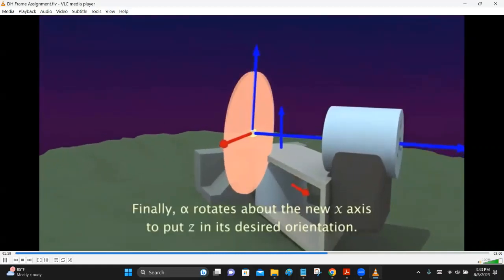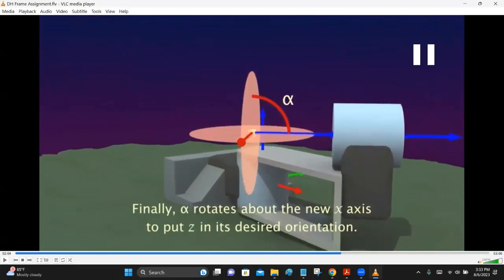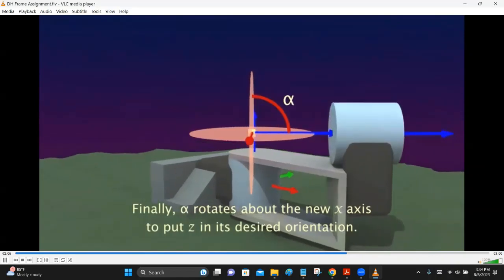Finally, alpha rotates about the new x-axis to bring z into alignment with the axis of joint motion. Can you see that? The previous z-axis is rotated around the extended x-axis to align with the new z-axis, okay? And that angle is the link twist. The link has twisted by this angle, so that the joint at the lower end and the joint at the upper end are not parallel. In this particular case, it is 90 degrees.